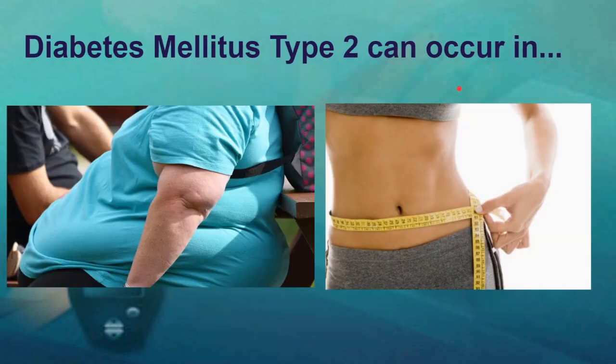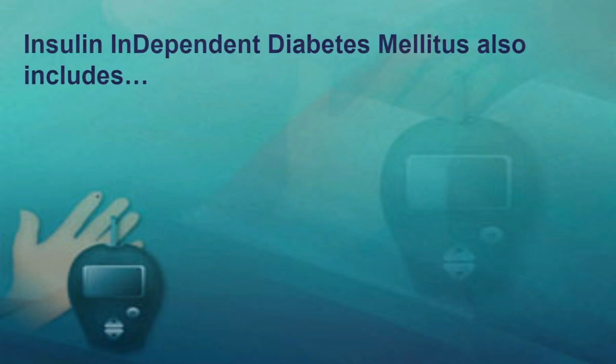Now type 2 diabetes mellitus can occur in the obese person or even in the non-obese person, because over here the patient is basically having a normal amount of glucose intake, but the body is not able to utilize the glucose for its purposes. And so the level of glucose in the body increases.